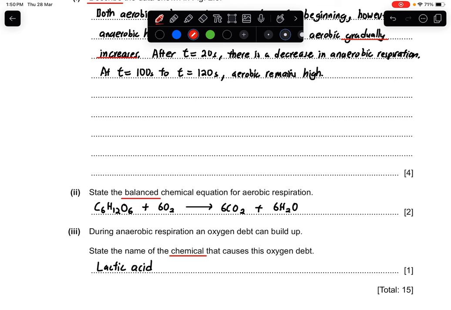The oxygen debt is caused by the chemical lactic acid. That is a chemical. So it's very important that you see the word chemical, because it can differ between carbon dioxide and lactic acid. So the answer is lactic acid.